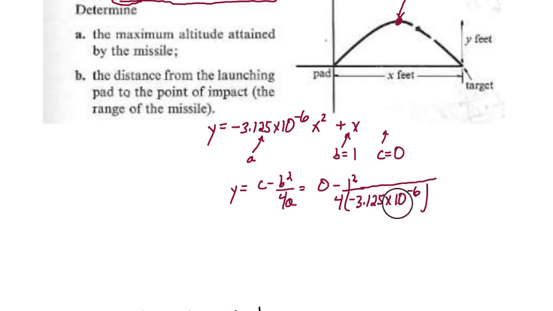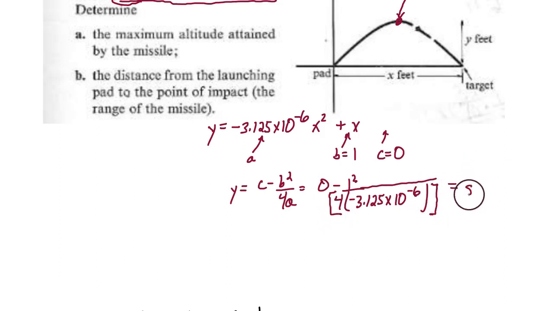The fact that that's in scientific notation, don't let that bother you. Your calculator can handle that. You just need to type this in: 0 minus 1 squared, divide, and then put all of this denominator in parentheses. Make sure you include parentheses around that when you type it in the calculator.